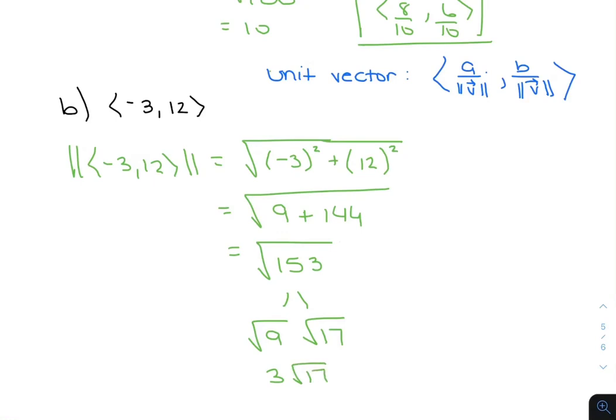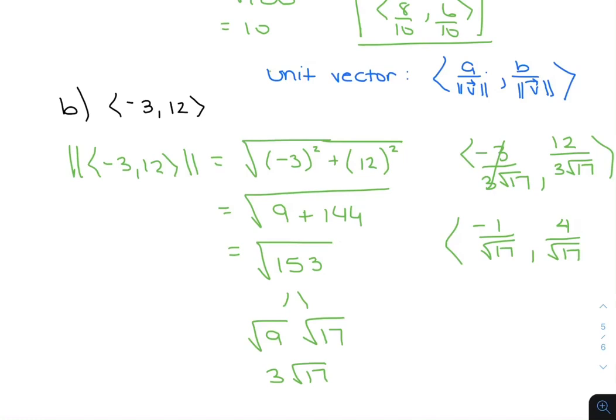So our unit vector would be -3 over 3 square root of 17, comma, 12 over 3 square root of 17. And we can simplify this. Whenever you can simplify, always simplify. Our 3's can cancel out, so this is going to be -1 over the square root of 17, comma, and we can simplify 12 and 3, so that's going to be 4 in the numerator and the square root of 17 in the denominator, because 12 divided by 3 is 4.